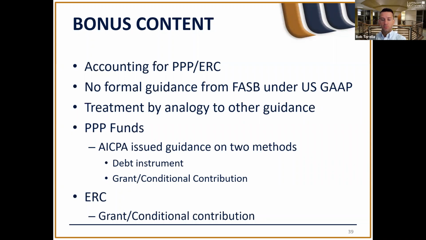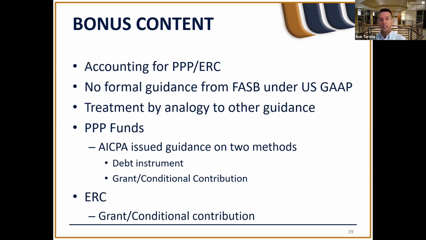But real quickly, just on the accounting for them, because we've had a ton of questions over the past several months on how to record these, essentially there's no formal guidance issued from FASB. And the AICPA came out with some guidance, a few months ago or maybe last summer, related to PPP funds that you really treat these by analogy to other guidance. So in essence, the AICPA was saying for PPP funds, you can record them as a debt instrument, whereas you recognize the cash and related debt, and you don't recognize any forgiveness into income until the bank has formally approved your forgiveness.